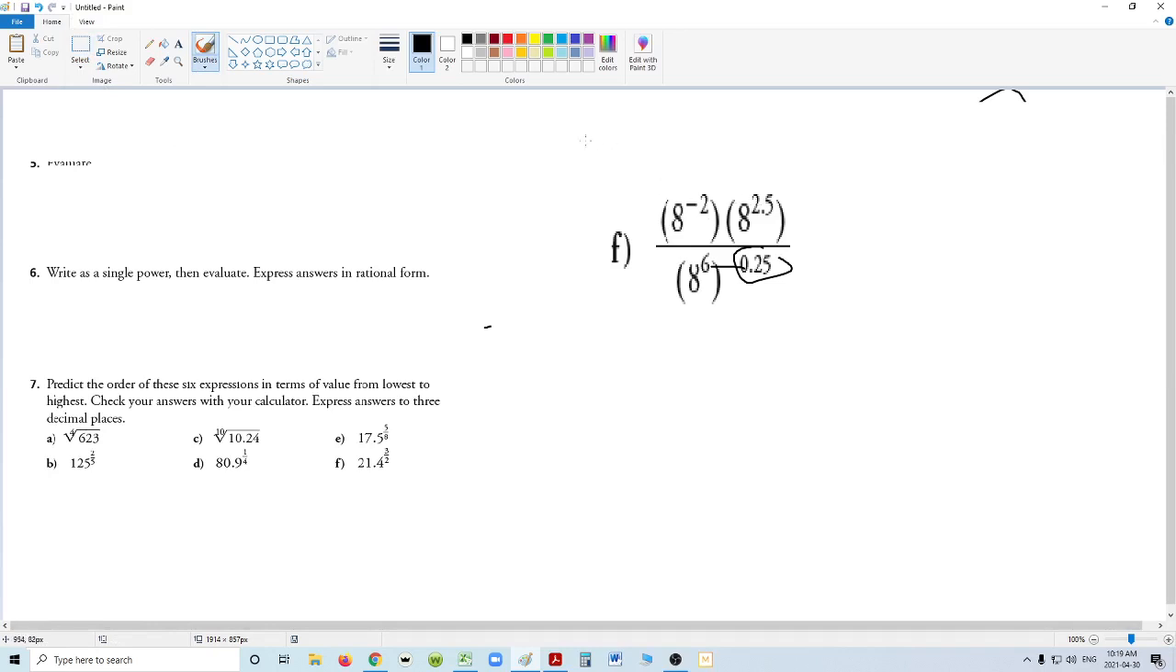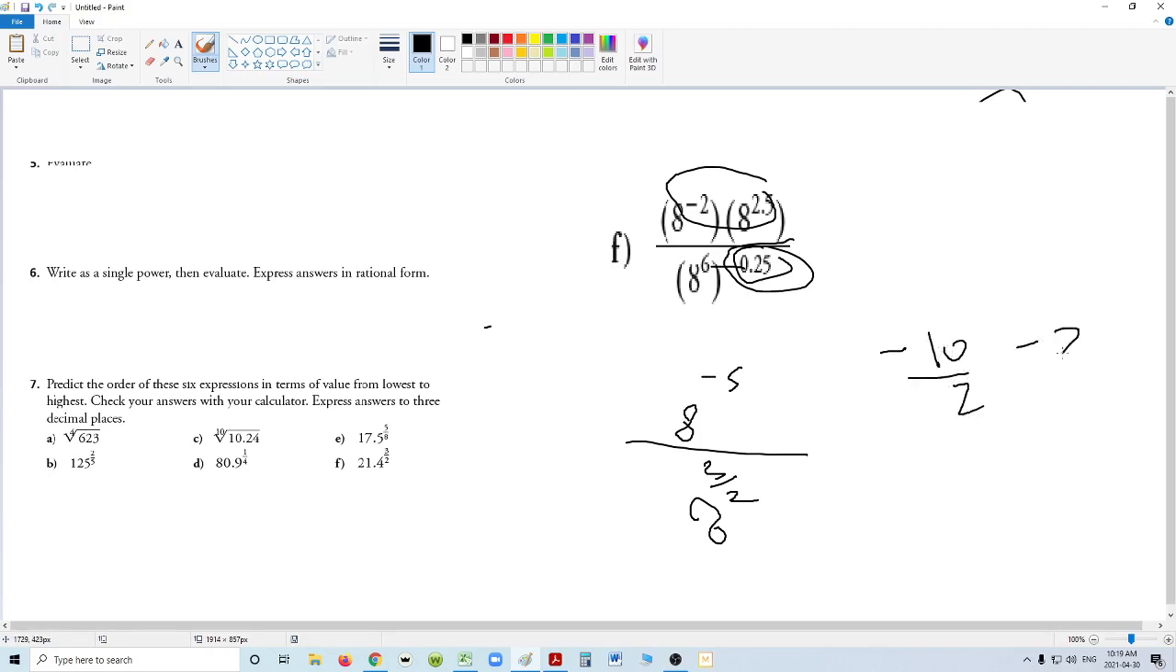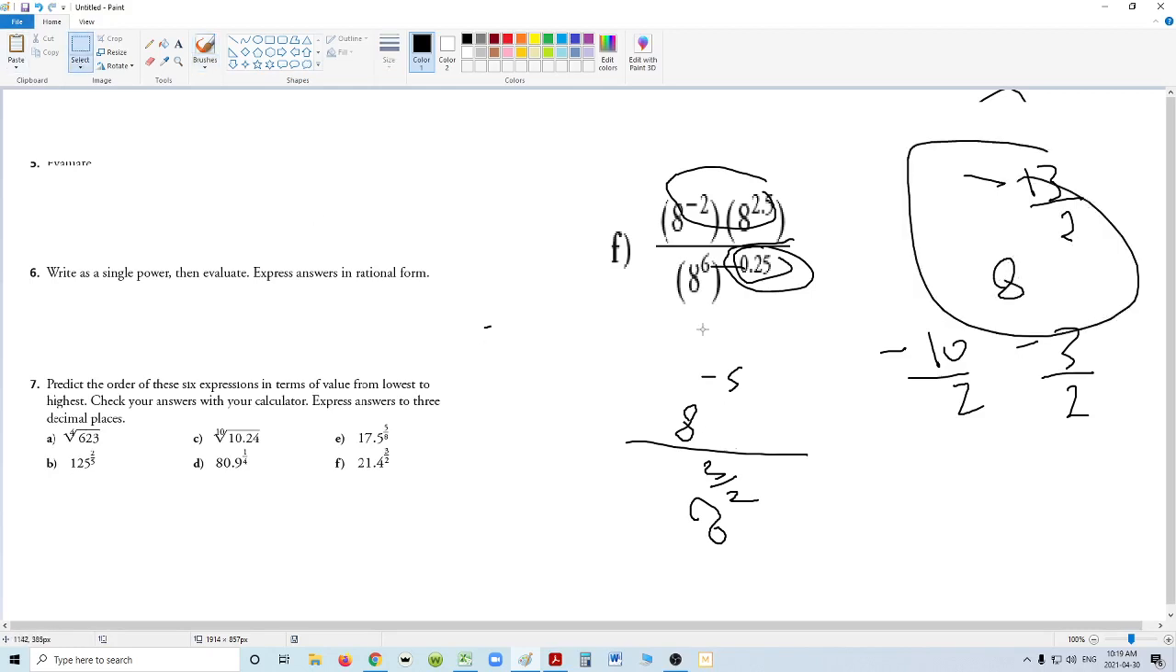So up here I have 6 times a quarter, which becomes 6 over 4, which becomes 8 to the 3 over 2. So I got that correct. And up here, I could just multiply them if I want, and it gets 8 to the negative 5. So I got that correct. I have to subtract their exponents. Minus 5 as a fraction of 2 is minus 10 over 2. Minus 3 over 2 becomes minus 13 over 2. I got it right. So that means it's 8 to the power of minus 13 over 2.